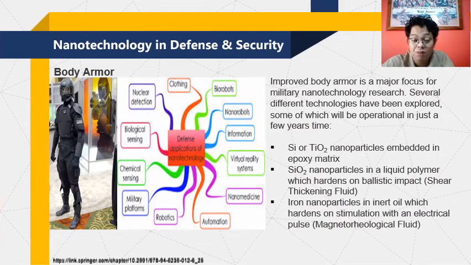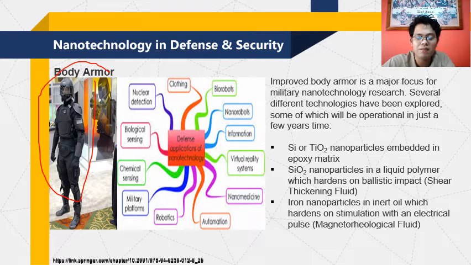In the field of defense and security, nanotechnology has a lot of applications, such as this one, the body armor. Now, the body armor has been the major focus for military nanotechnology research, and even in a few years time, rather, it will be operational.